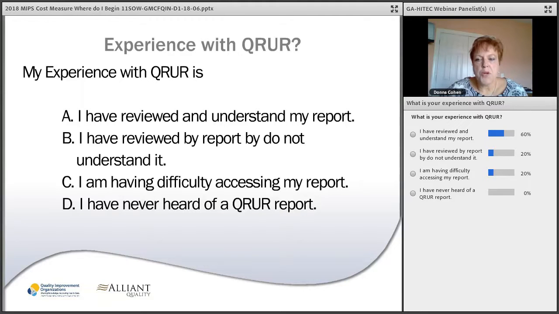Well, it looks like we've got about 40% that either have had difficulty understanding or have had difficulty accessing. Thank goodness everybody has heard of a QRUR report, which is great news. And about 60% of you have reviewed your report and understand your report. Hopefully, as I go through some of the tables contained within the report, you will gain additional information on other ways that you can use the data that is contained within these reports.